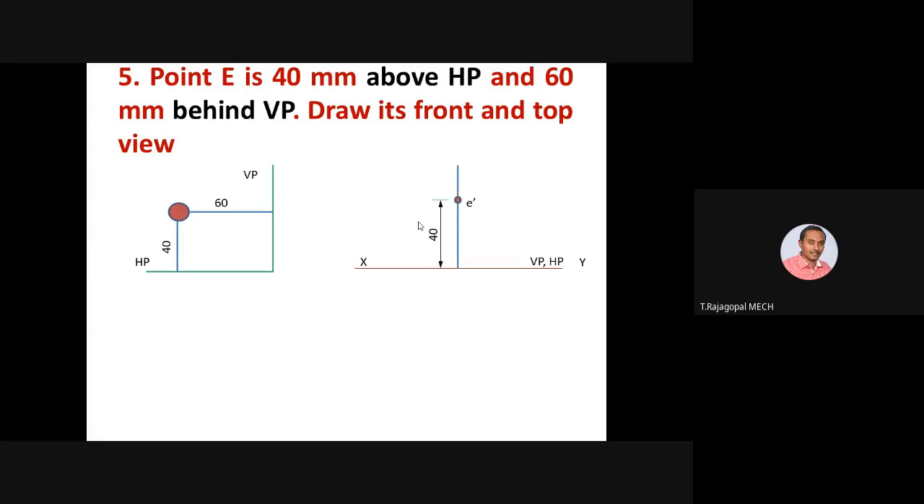Now you can check the top view. It is 60 mm again above XY, due to the rotation of the horizontal plane by 90 degrees in clockwise direction. Once again, look at the plane notation, it changed because both the planes are above the XY reference line. After the rotation of the horizontal plane, VP, HP, you have to clearly indicate this. And also remember, always the front view should be denoted as E dash, and the top view simply as E.